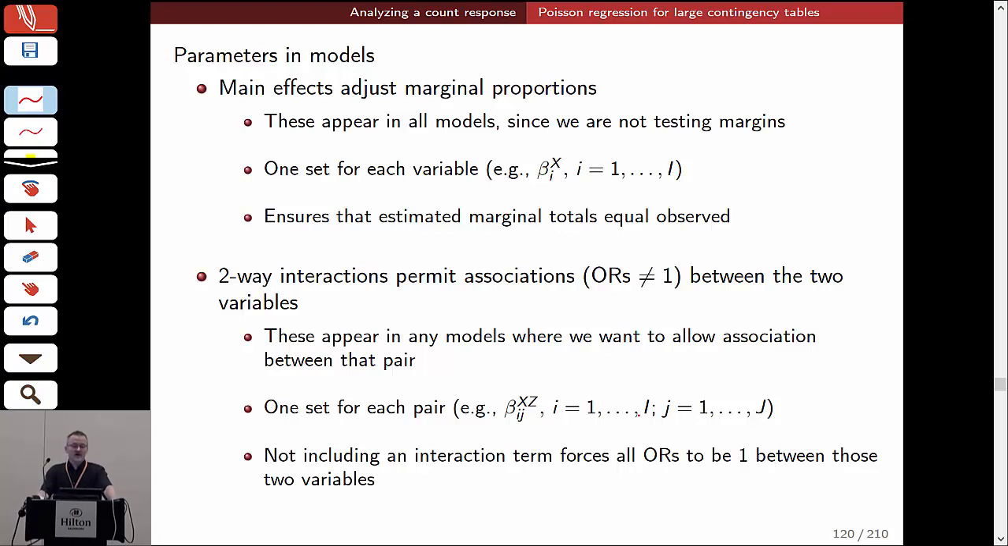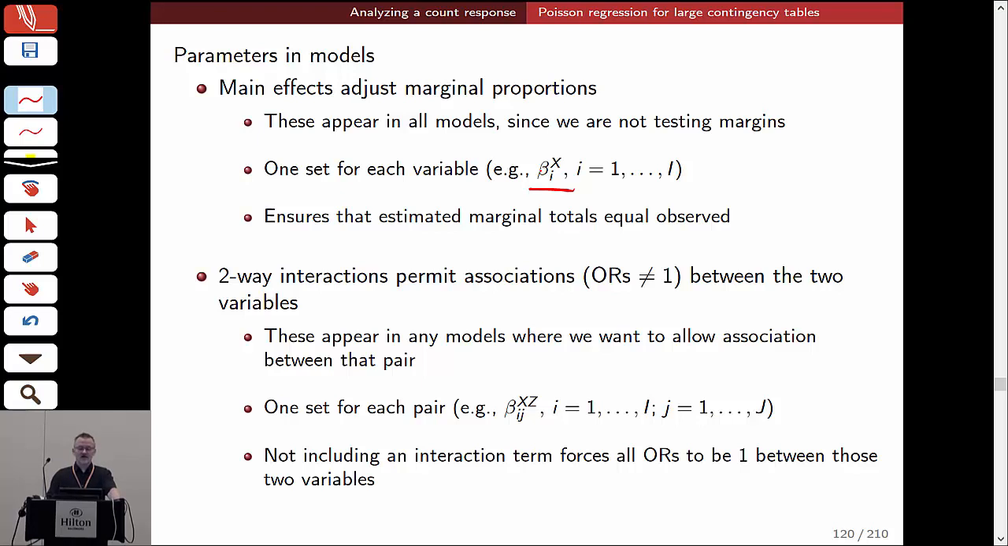The parameters in the models will include the main effects, which do exactly what we saw them do before. They simply adjust the marginal totals so that they match the marginal totals of the full table. You'll have one set for each variable, so you'll have beta I x's, beta z j's, beta w k's, and one set of those for every different variable.